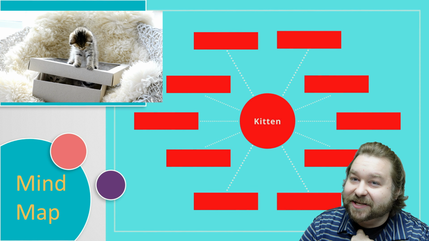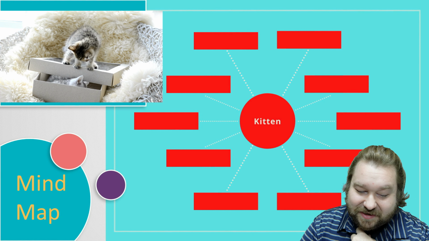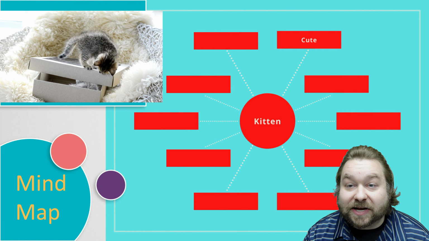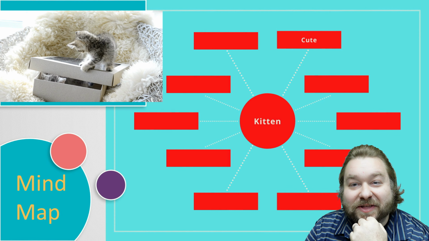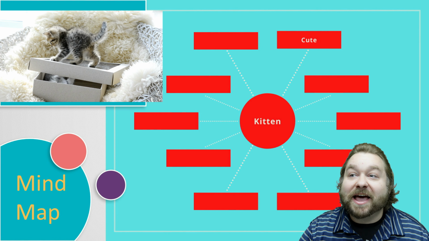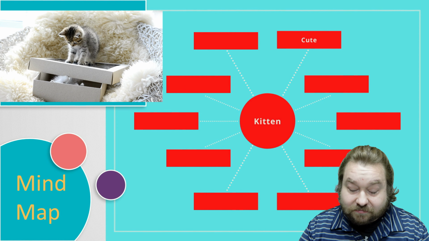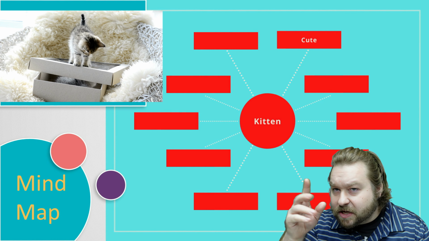What's the first thing that comes to your mind when you think of a kitten? It's cute. It's a cute little animal thing. That's the very first thing everyone would say in class. Hey, what do you say about this kitten? It's cute, teacher. Yeah, that's the first answer. Now we have to keep going.